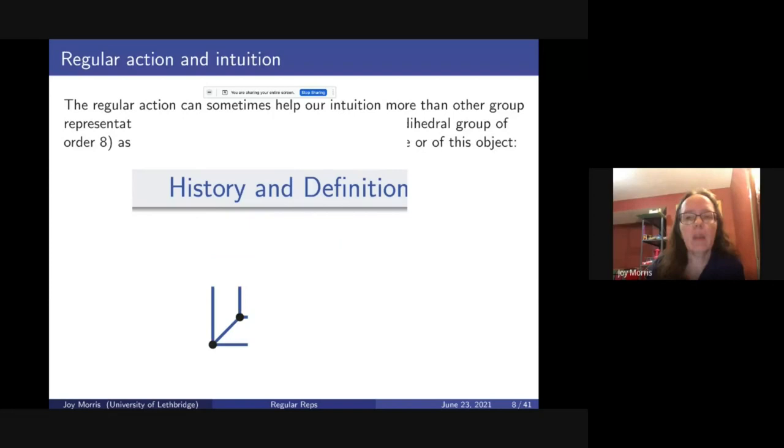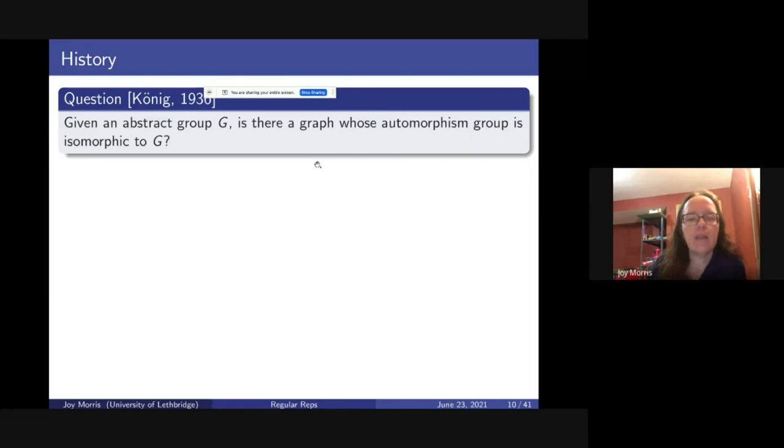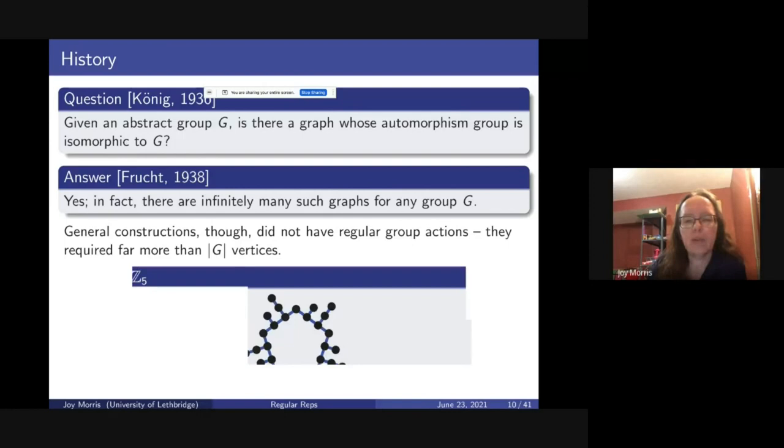So let me talk a little bit about some history and definitions around what I'm going to discuss. So Koenig, in 1936, asked, given an abstract group G, is there a graph whose automorphism group is isomorphic to G? And Frucht, in 1938, said yes, in fact, there are infinitely many such graphs for any group. But in general, the constructions that were arrived at don't have regular group actions. They have way more vertices than the size of the group, and therefore there are not automorphisms that take any vertex to any other vertex.